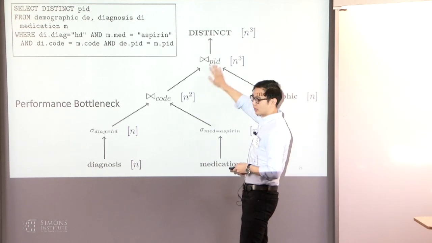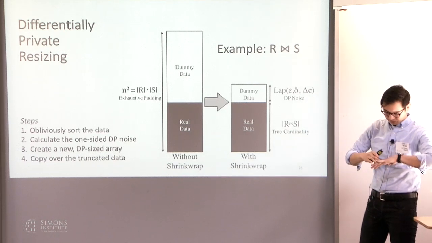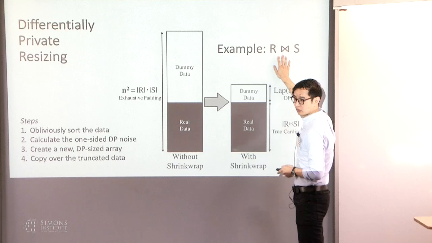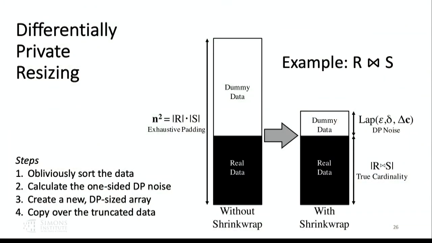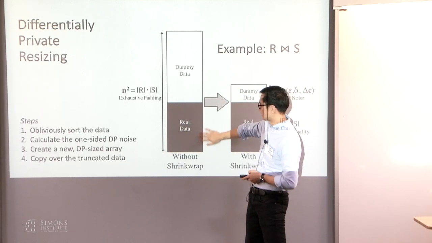So we try to get rid of these n squared, n cubed terms. Here we have differentially private resizing. Let's take an example of a join. We're joining two tables, R and S. In the plain text version, this would just be the result, whatever the size of the output is here.